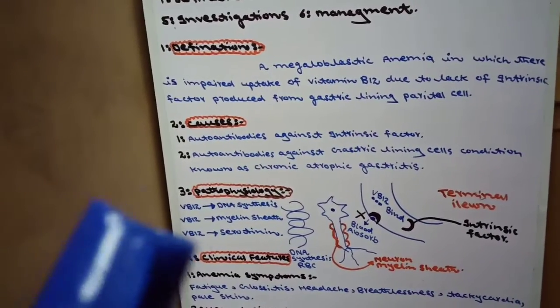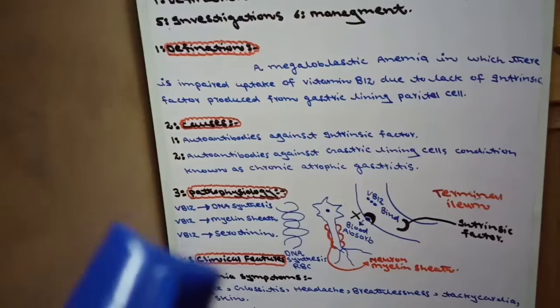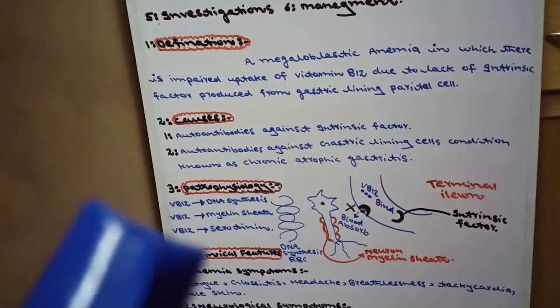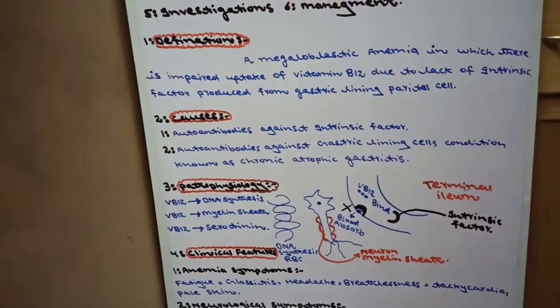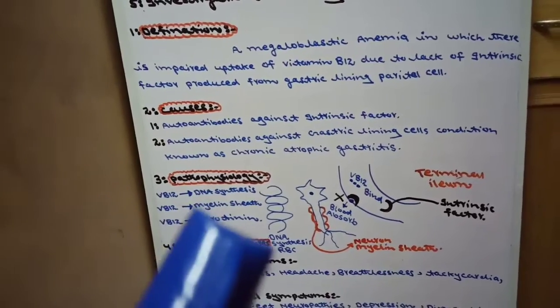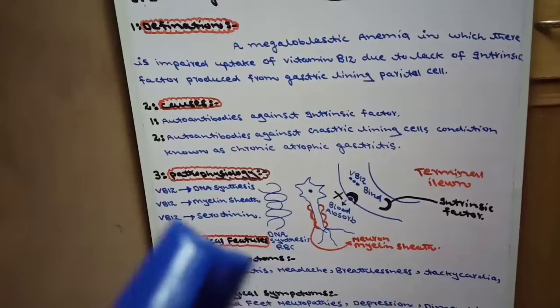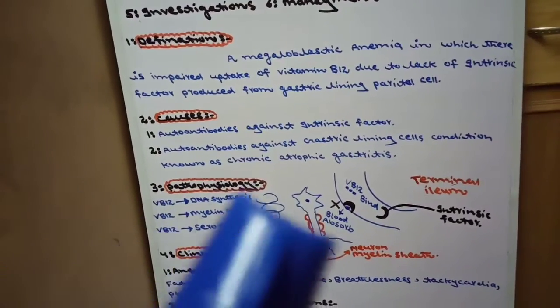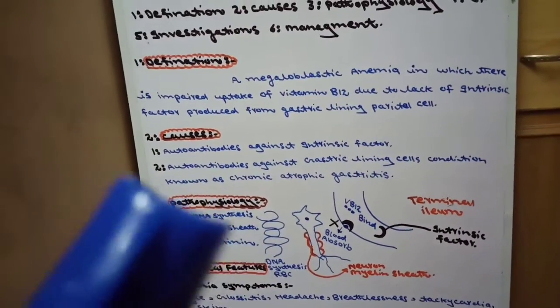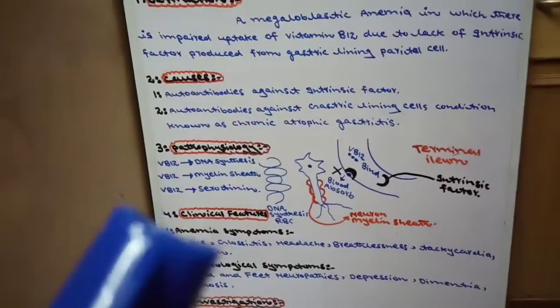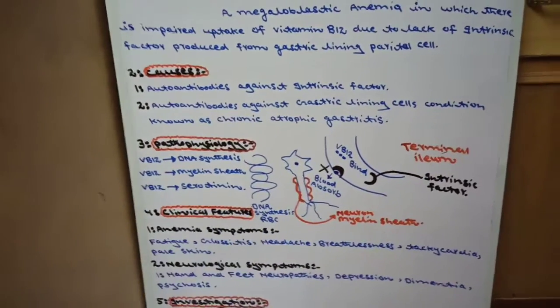Number two, when vitamin B12 is deficient, then myelin sheath and serotonin will not be produced. As a result, there will be depression, dementia, and psychosis. This is the pathophysiology of pernicious anemia. Now come to clinical features.